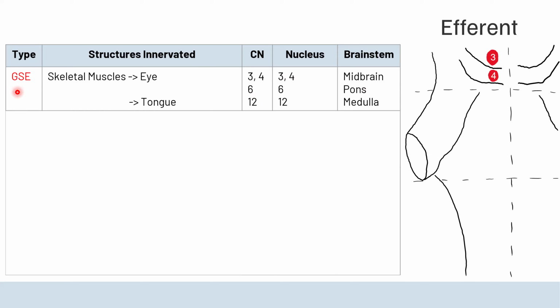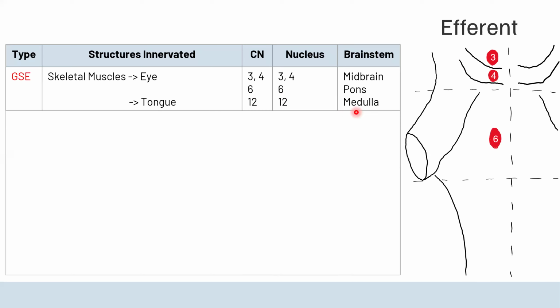And this is our general somatic efferents, right? Which is the most medial structure that we have. So we should have it very, very close to the midline. Next up, we have our sixth cranial nerve, our abducens nerve, which we said would be in the pons. So let's place that in the pons. Lastly, we have our hypoglossal nerve, or our hypoglossal nucleus, which is in the medulla.